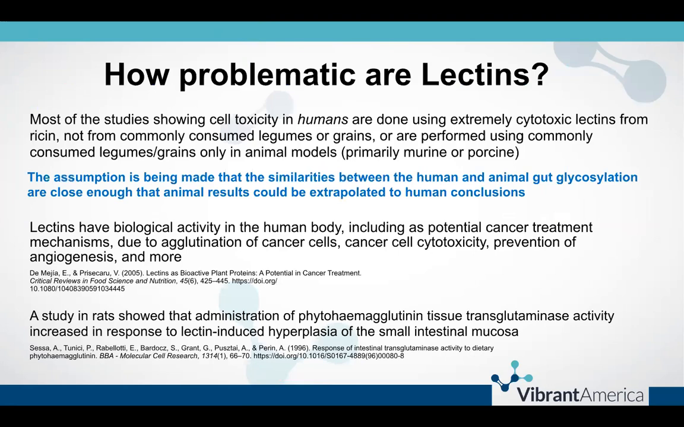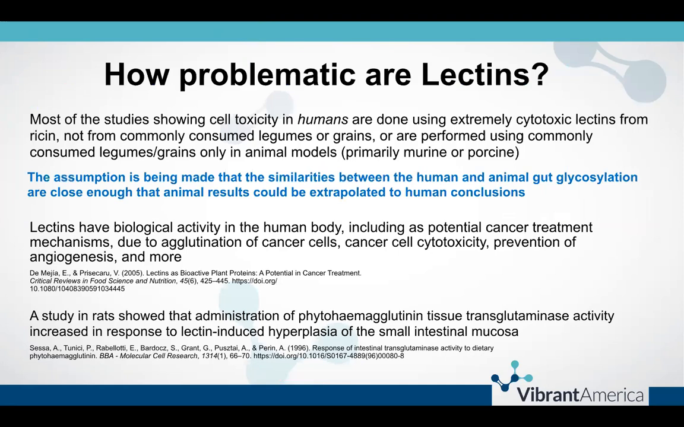The assumption from these studies is that the similarities between the human and the animal model of gut glycosylation, which is that sugar binding action of lectins, are close enough that animal results could be extrapolated to human conclusions. There's some debate as to whether or not that's actually true as far as gut glycosylation in animals and how that differs in several key ways from humans. And then there's the whole issue that the cytotoxic lectins come from foods that humans would not consume in that form.